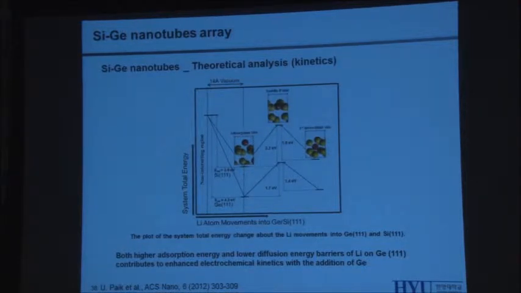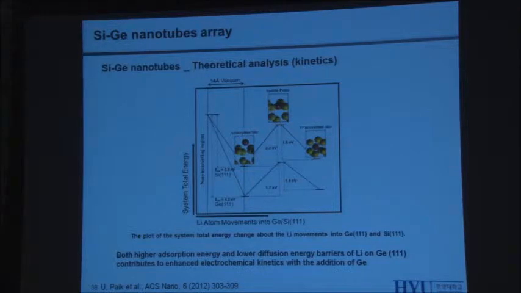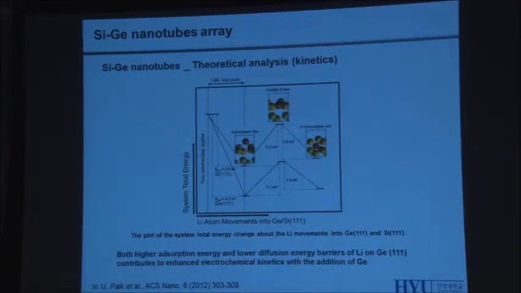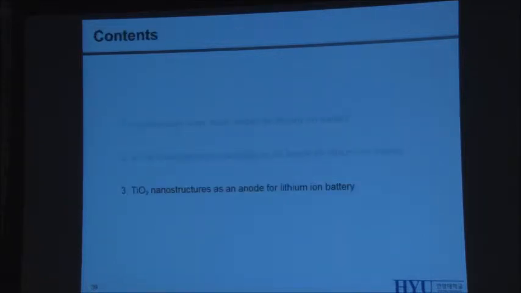Also, we have done theoretical analysis of the kinetics, how the lithium interacts between silicon and germanium, in which the germanium has much lower absorption energy. So germanium has a much higher ion diffusivity. Also, as the lithium goes into the saddle point, and then goes to the interstitial site, for the reactions, germanium has a much lower energy to interact with the lithium. So we have developed a very good silicon germanium heterogeneous nanotubular material for much improved rate capability.